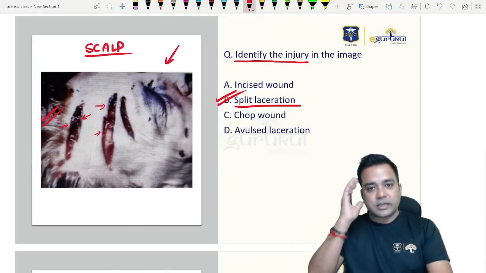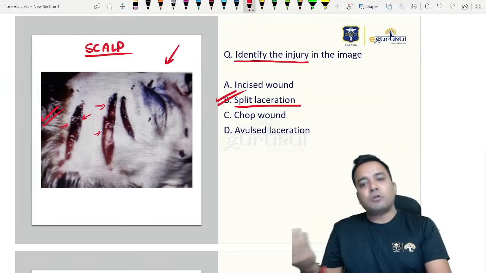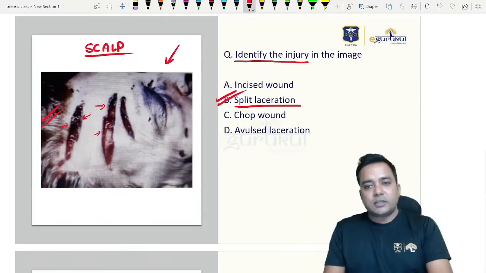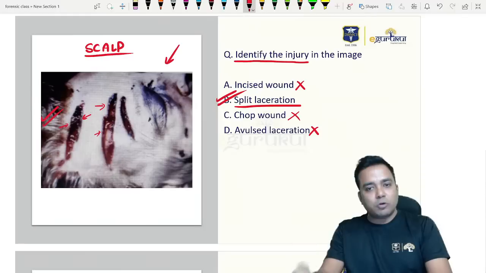So injury over the scalp goes with, acha, crushing of the bulb of hairs was also mentioned. Then it is clear that it is a lacerated wound; incised wound cannot be in the options. Don't think of chop wound or avulsion if the injury is like this. If there is no flap, how can you mark it as avulsion? So by ruling out options you can solve the question directly also.